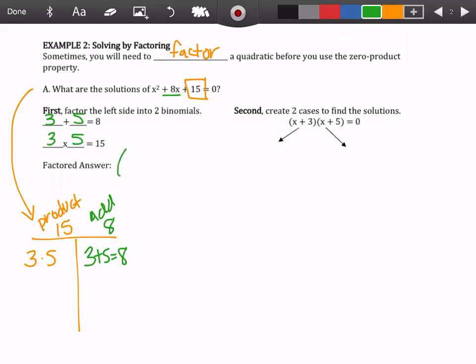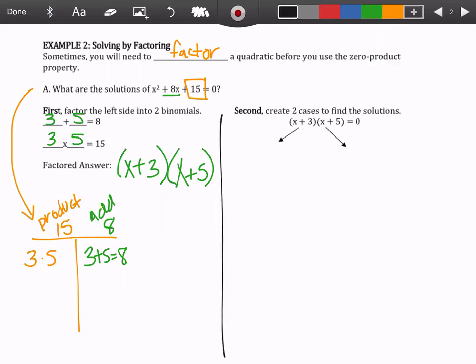For the factored answer, remember, we put two parentheses. We put x in each parentheses because x times x equals x squared. And then we have a positive 3 factor, so plus 3, and then a positive 5 factor, plus 5. So that creates two cases to find the solutions for. x plus 3 times x plus 5, we can separate into x plus 3 equals 0, and x plus 5 is equal to 0, and solve for x.